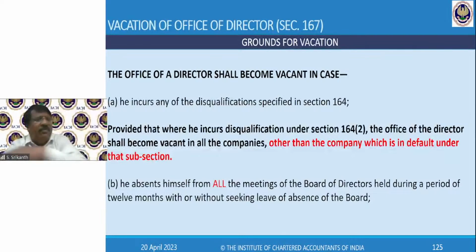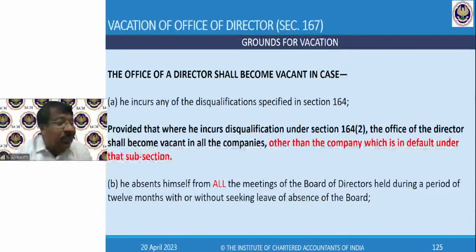Okay, so this is straight away. What they have done: earlier there used to be 6 disqualifications and 12 vacations. Now they have taken those 9 and put it here in one. He said any one of those 9, if he incurs, straight away he will vacate. Are you able to understand?